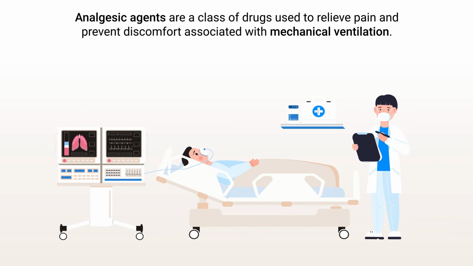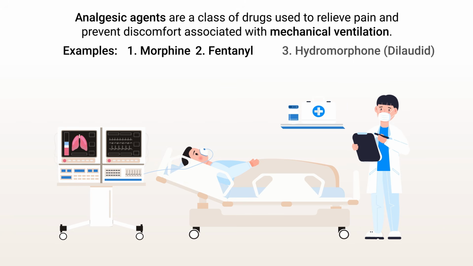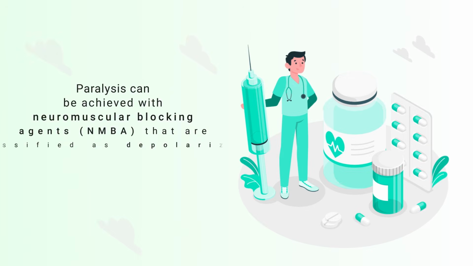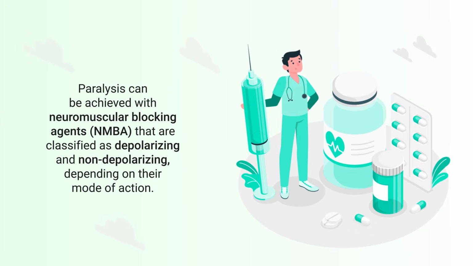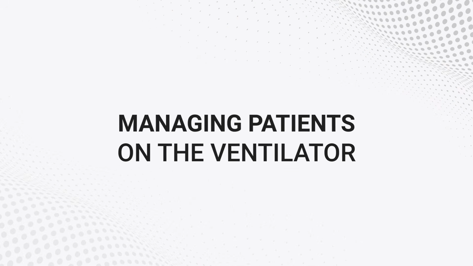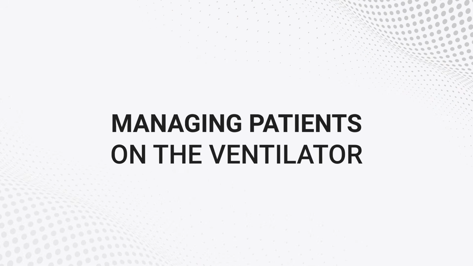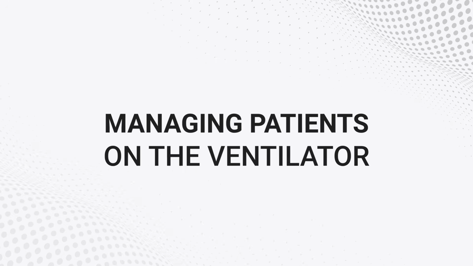Analgesic agents are a class of drugs used to relieve pain and prevent discomfort associated with mechanical ventilation. Some examples include morphine, fentanyl, and hydromorphone. Paralysis can be achieved with neuromuscular blocking agents that are classified as depolarizing and non-depolarizing, depending on their mode of action. But moving right along, now we need to talk about managing patients on the ventilator.